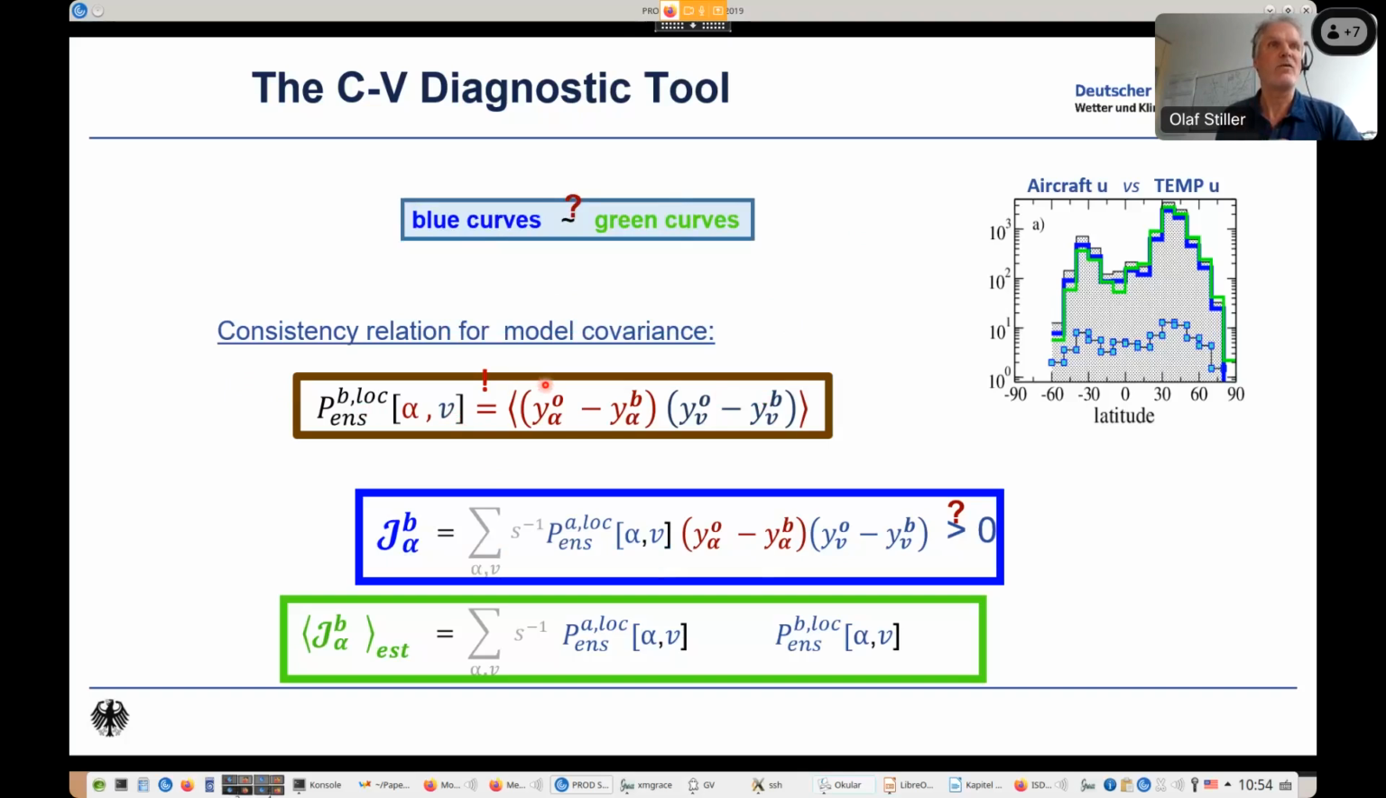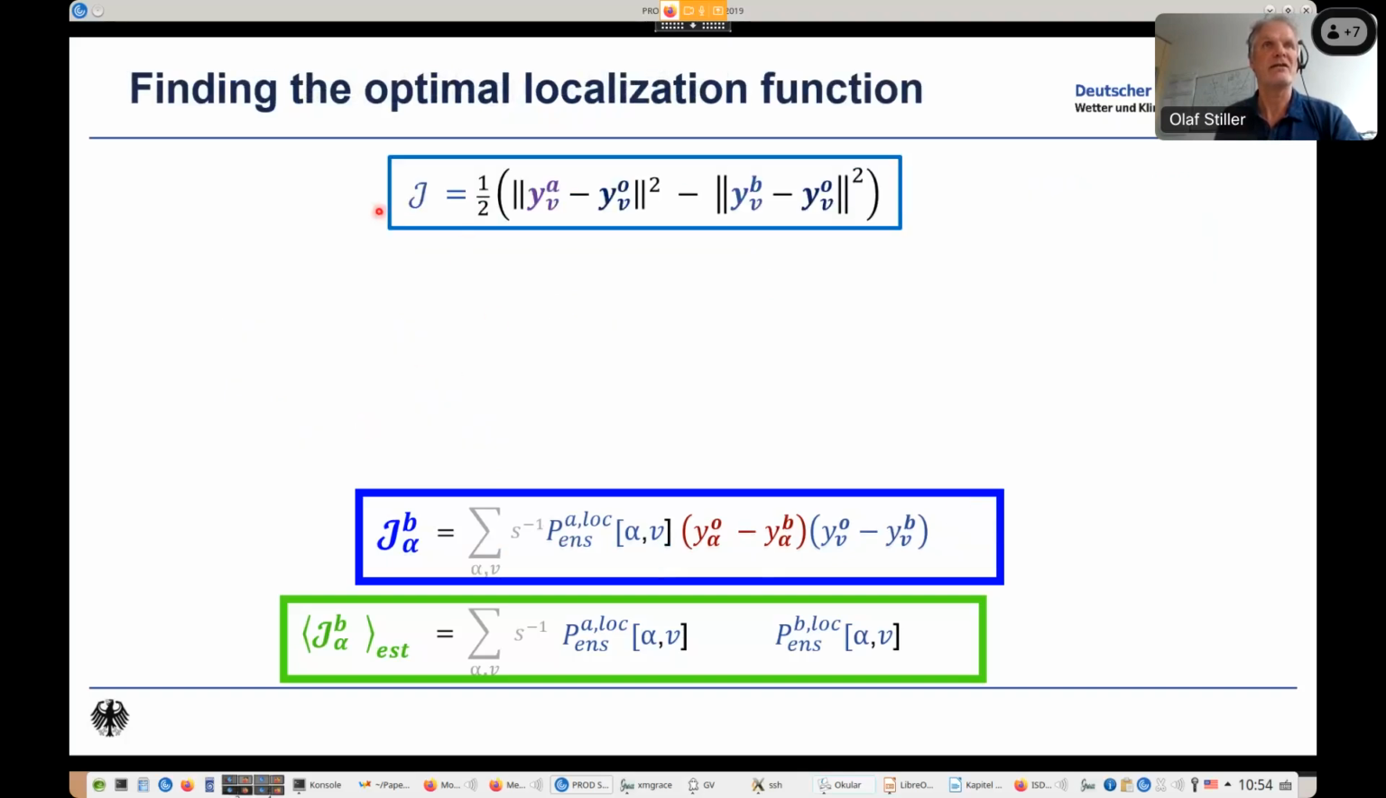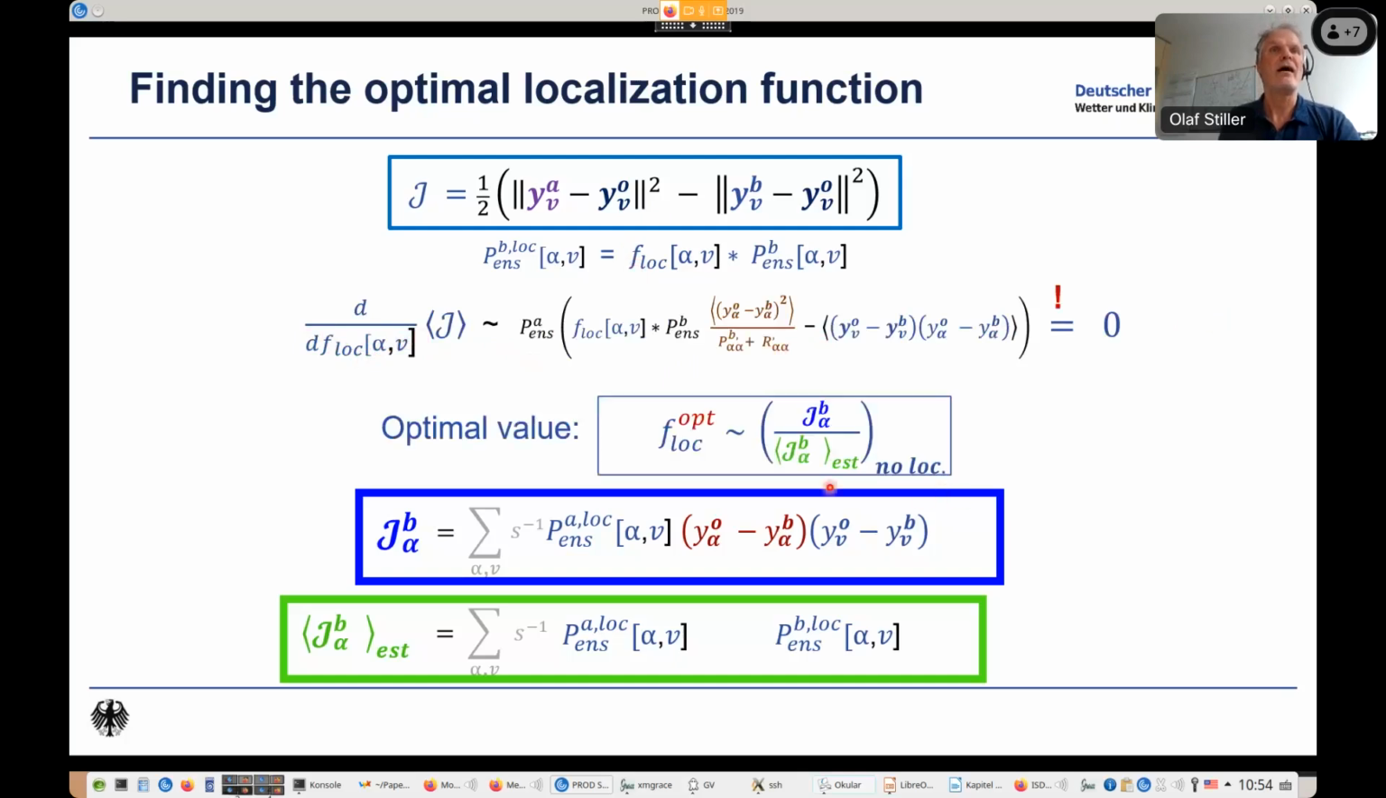Now I want to use this relation to look at the localization of the B matrix. How do you do that? For that, I go back to the verification cost function and realize that it's actually a function of the localization factor, so I can differentiate it with respect to the localization factor. And if I'm at the minimum, this has to be 0. So doing all this, I find that the optimal localization would be proportional to the ratio of my two cross-validation diagnostics, but of course with no localization, not with the localization, because I don't want the localization function on this side of the equation. I want to compute the optimal value for it.